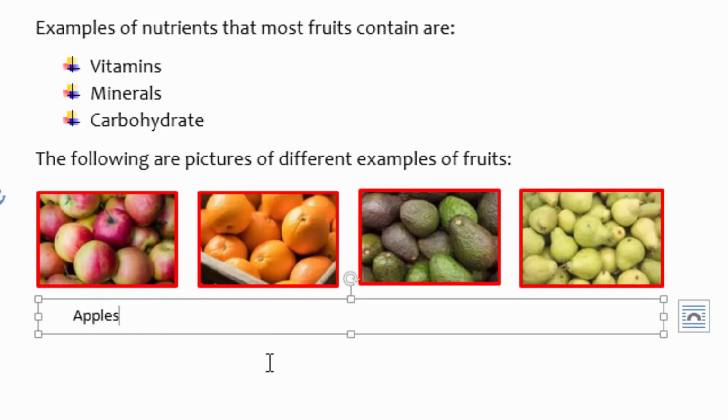Go back to my sentence. Put spaces. When I reach where the orange picture is, I just type orange, just spaces, avocados, and pears. So here I am using a text box to put the names.